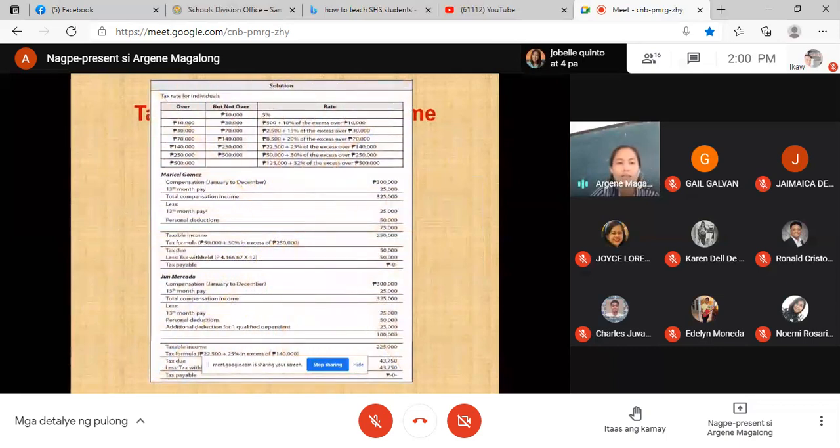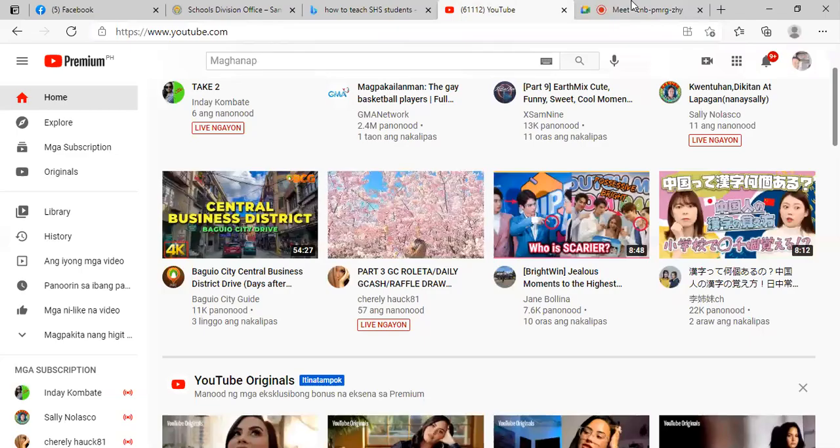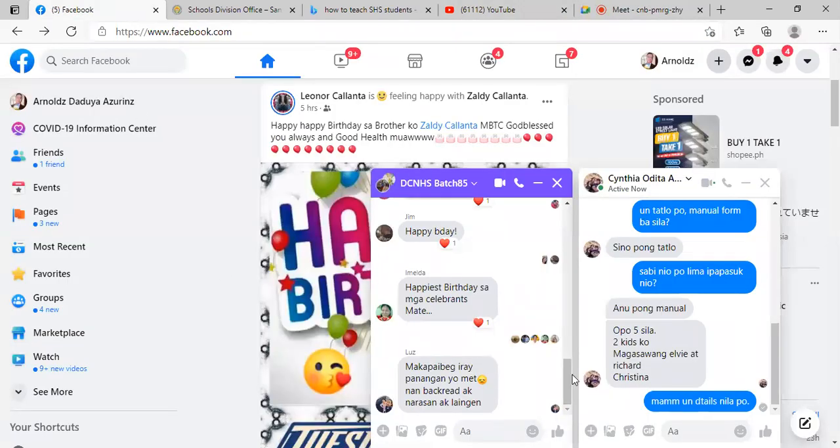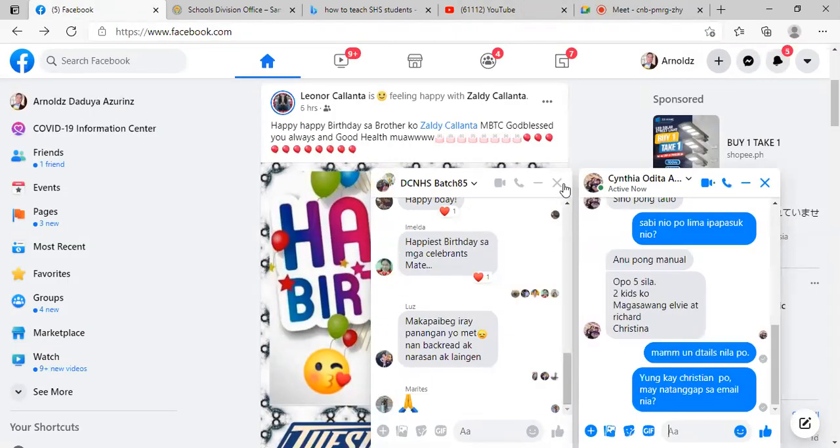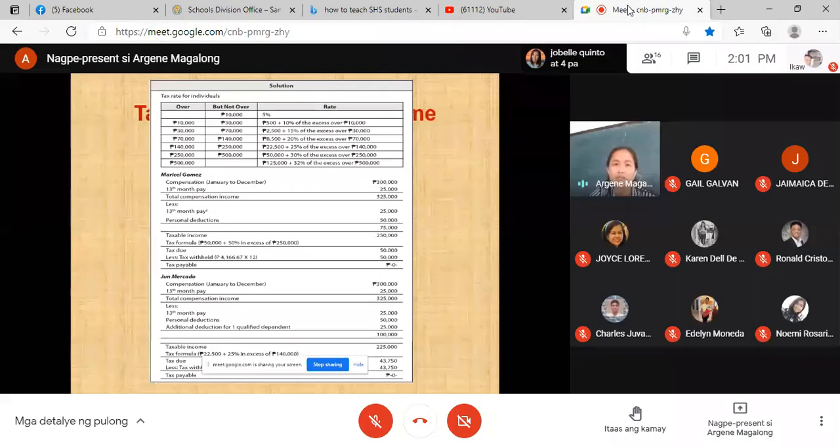Ayan, unahin natin si Maricel. Andun yung tax table sa taas. So, yung compensation ni Maricel Gomez from January to December ay 300,000. Meron siyang 13th month pay na 25,000. So yung total compensation income niya ay 325,000.